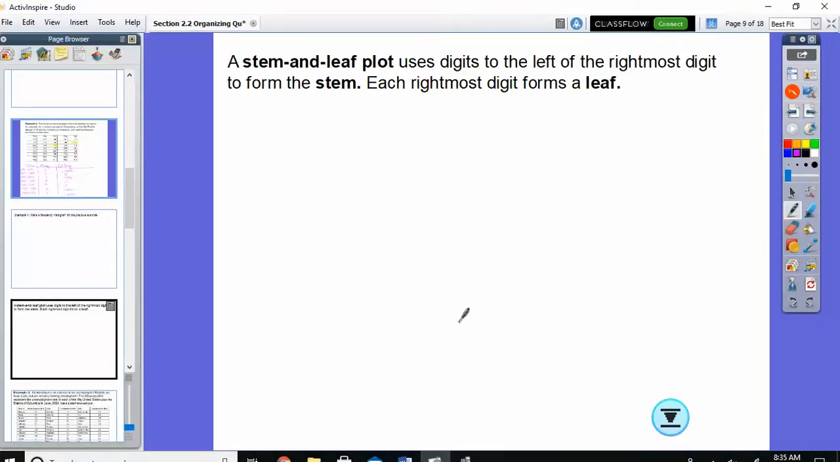Next one, stem and leaf. So you have done stem and leaf plots before. The stem, use everything to the left of the rightmost digit to form the stem. So if it's a 2-digit number, you'll have 1 digit for your stem. If it's a 3-digit number, you would have 2 in your stem and only 1 in your leaf. Okay, so only the rightmost digit goes in the leaf, everything else goes in the stem.